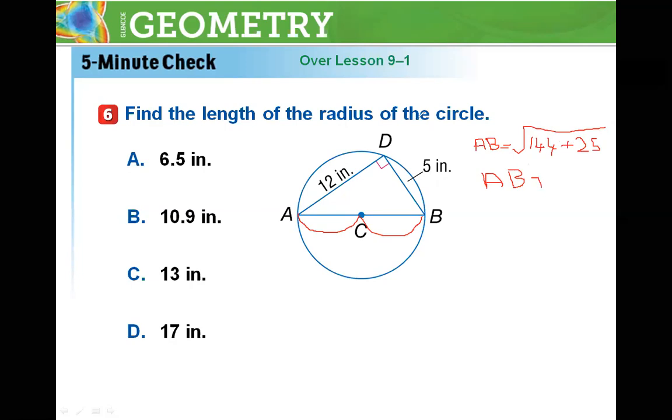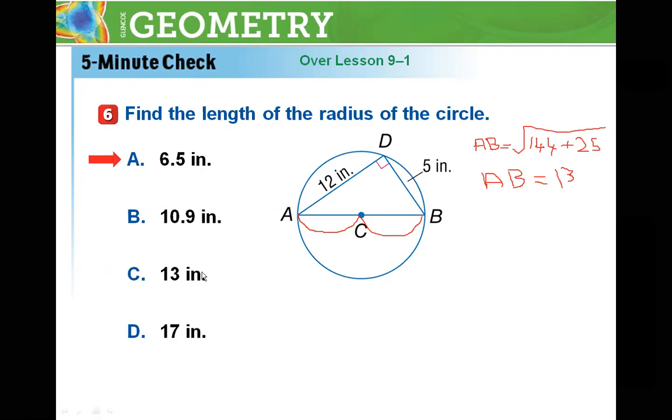AB represents what on the circle? Diameter. So AB is my diameter. AB, which is 13, is my diameter. He asked me about the radius, so we divide 13 by 2, which equals 6.5. Excellent. So the answer will be 6.5.